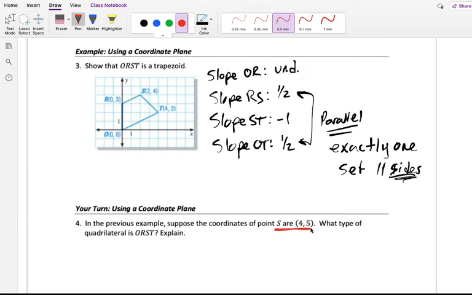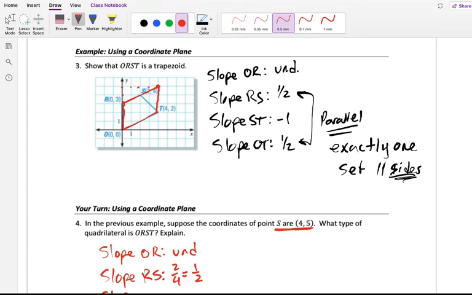This question says that we're taking S and we're moving it to a new spot. And what we want to do is say what type of quadrilateral it is now. Okay, so if we move S to that point, what we want to do is just start off with the slopes again. So we'll do slope of OR, which has not changed. It's still undefined. The slope of RS has changed, potentially. It's now up 1, 2, and over 1, 2, 3, 4. So it's 2/4, but that's going to reduce to 1/2, so the slope didn't actually change much.